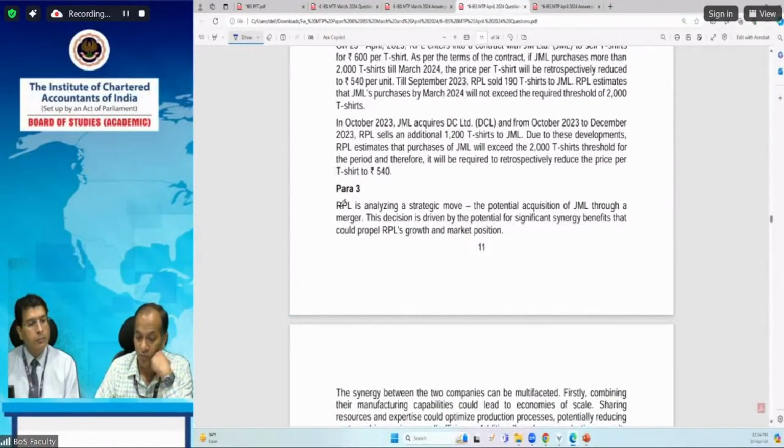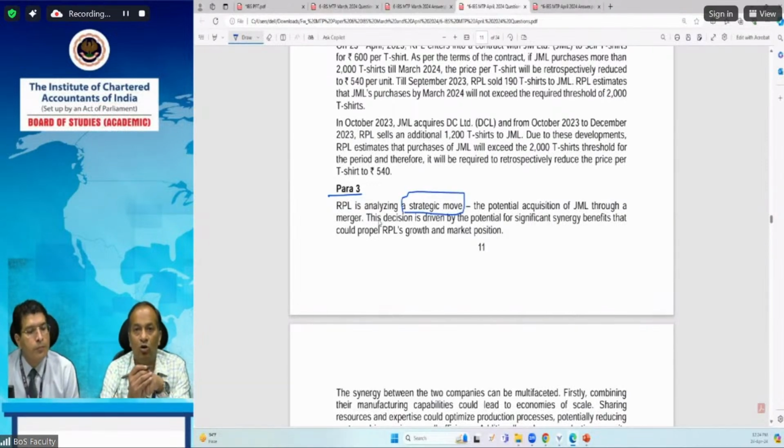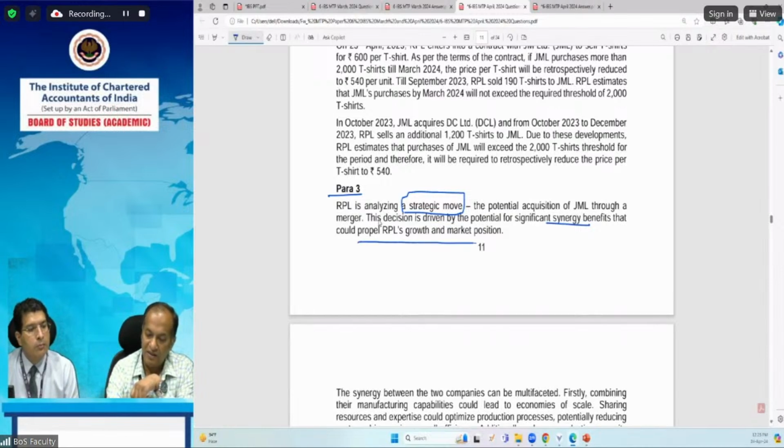Now I'm coming to one or two very important points to which our first MCQ relates. It relates to para number 3. This para clearly says RPL is analyzing a strategic move. Whenever we talk about merger and acquisition, it becomes a strategic move: the potential acquisition of JML through a merger. This decision is driven by the potential of significant synergy benefits that could propel RPL's growth and its market position.